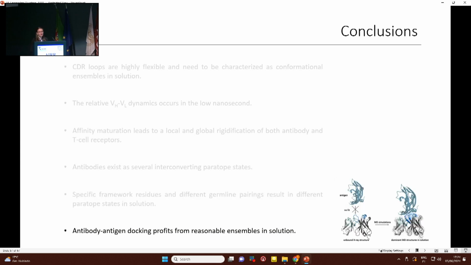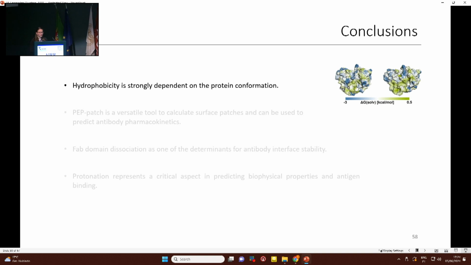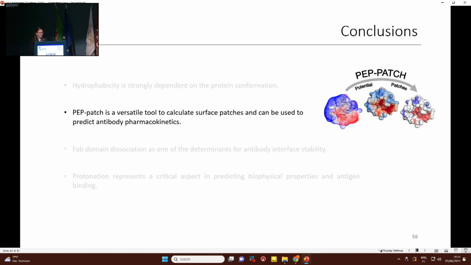Antibody-antigen docking, of course, can also profit from having the probabilities of the different conformation states to combine with the respective docking scores. Another very important aspect is hydrophobicity is strongly conformation dependent, and by including MD simulations you can actually increase the probability of having the conformations in there that are aggregating, that are contributing to unfavorable hydrophobic properties.